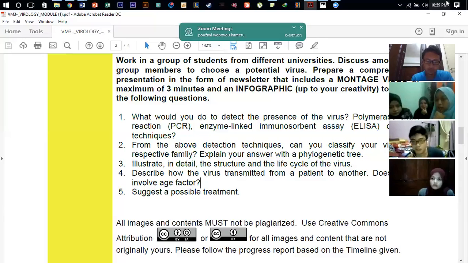And so, do we agree that we want to discuss various techniques that can be applied to detect the presence of the virus? Is that okay? Maybe we choose 3 techniques and elaborate more, and then we conclude which, in our opinion, we think is the best technique that can be used to detect the presence of the virus. Do we agree on that? Yeah, agree. Okay, thank you.